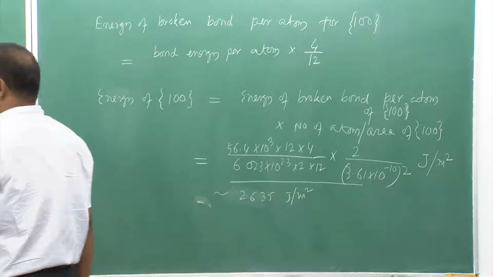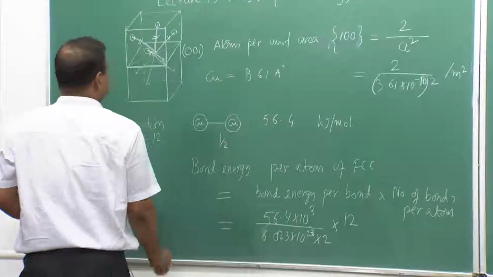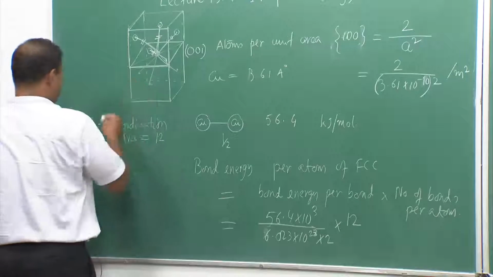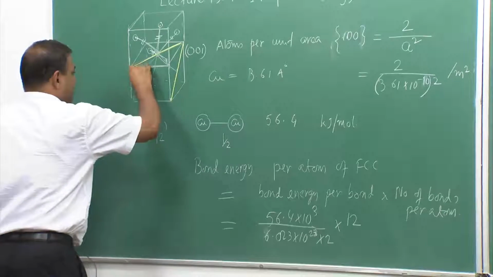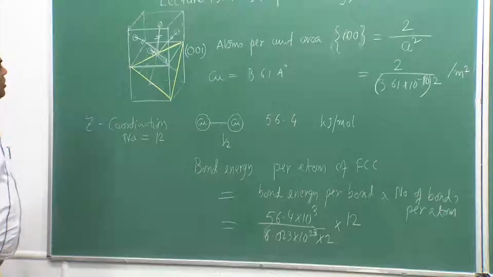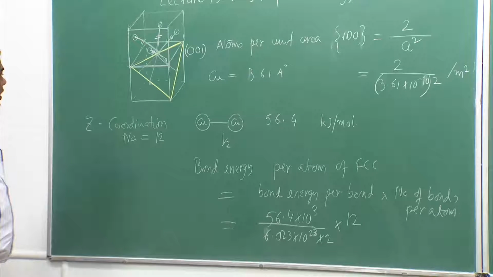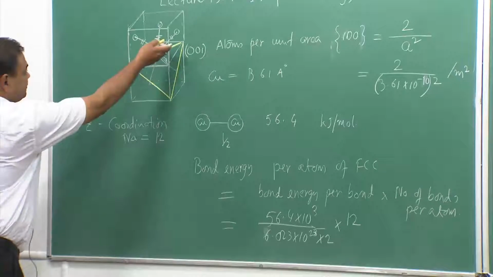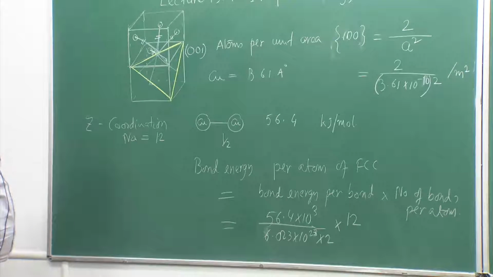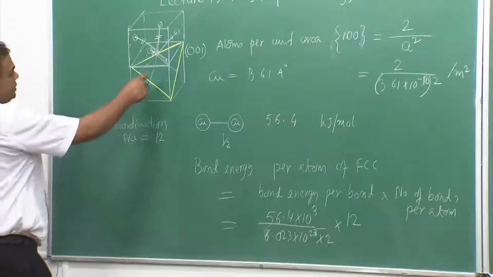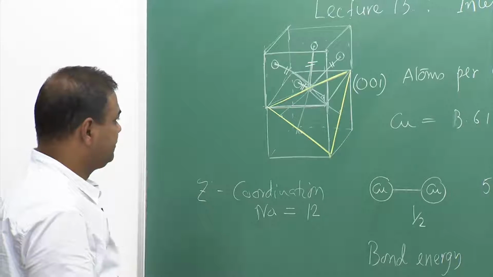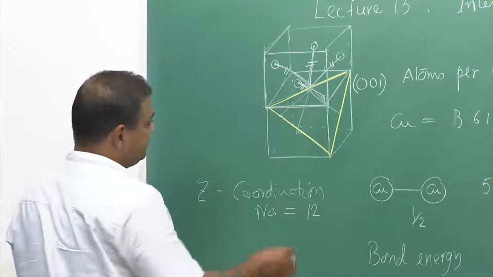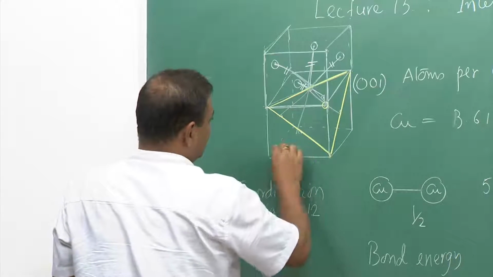So, in case you would like to find out any other plane, for example, if we would like to find out the planar density or the number of atoms of this particular plane, which is the 111 plane, this triangle is basically the 111 plane. You can also find out the surface energy, and at that time you have to look at how many bonds are broken per atom on this surface. So, you will see that these atoms would join together.